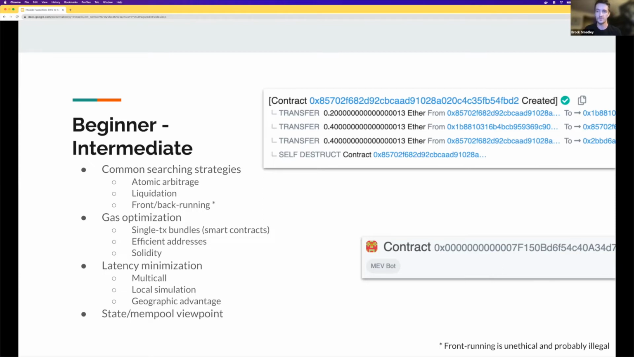So here's a few tips for minimizing latency. First one's multi-call. So this is basically a smart contract. Uniswap implements one. But essentially what it allows you to do is it allows you to encode multiple call datas.